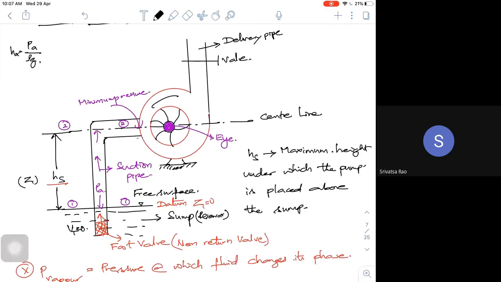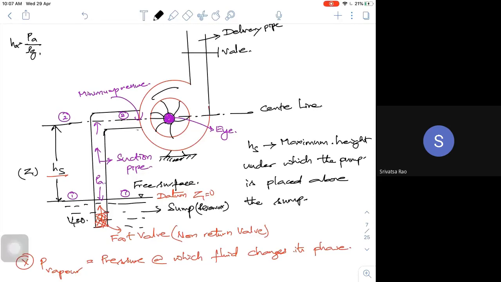So I've written a simple sketch here with an impeller, a casing, a suction pipe with a delivery pipe, with a delivery valve and a foot valve, all those things. I have written 1, 1. That is the free surface, the sump surface or reservoir surface at the ground level. And 2, 2 is the center line of your centrifugal pump. I have taken that as 2, 2. Now, I have to ensure that.